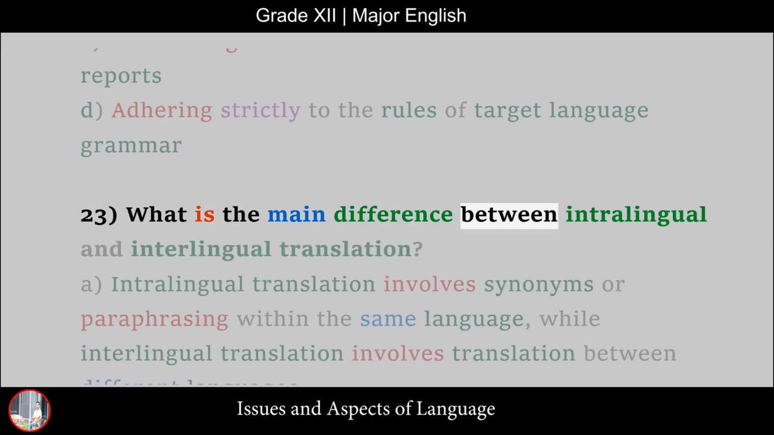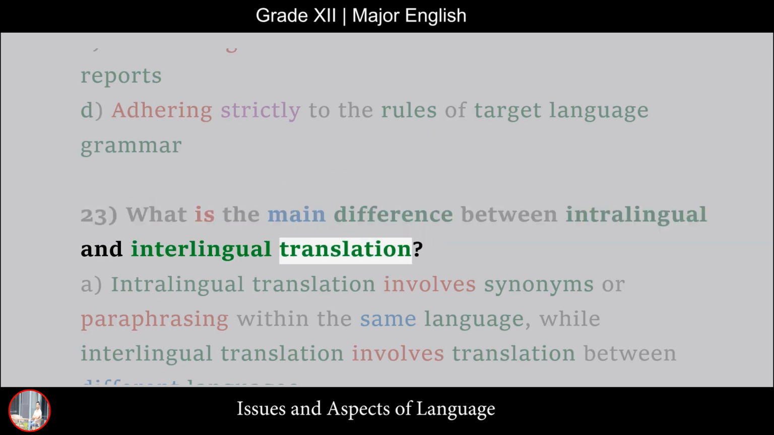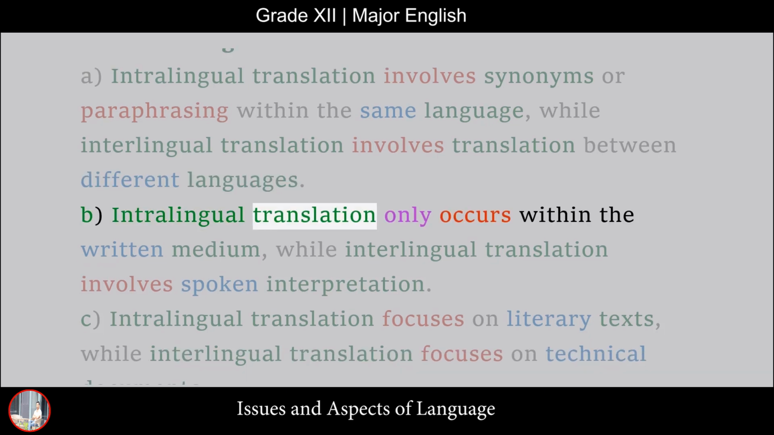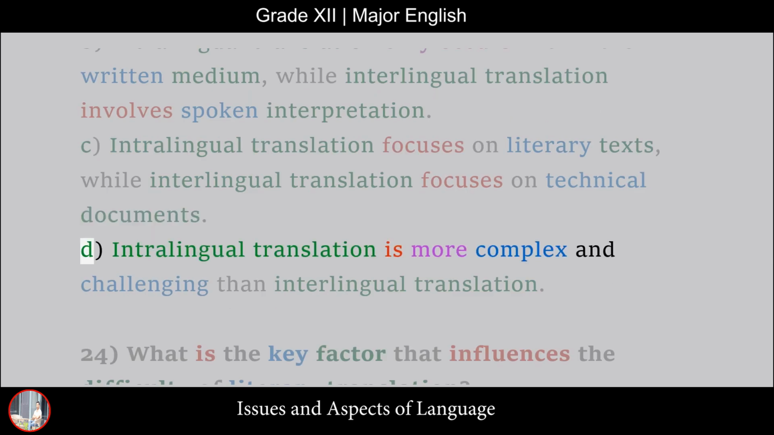23. What is the main difference between intralingual and interlingual translation? A. Intralingual translation involves synonyms or paraphrasing within the same language, while interlingual translation involves translation between different languages. B. Intralingual translation only occurs within the written medium, while interlingual translation involves spoken interpretation. C. Intralingual translation focuses on literary texts, while interlingual translation focuses on technical documents. D. Intralingual translation is more complex and challenging than interlingual translation.